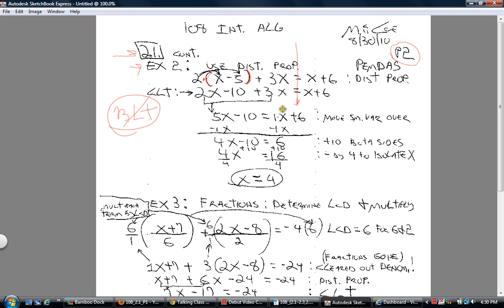When the x is on the right side and the left side, I always recommend move the smaller one. The reason I say that is because it usually makes life easier dealing with minus signs. You get fewer of them when you move the smaller one. So the opposite of plus 1x is minus 1x. Do it on both sides. Maintain balance. Subtraction property of equality.